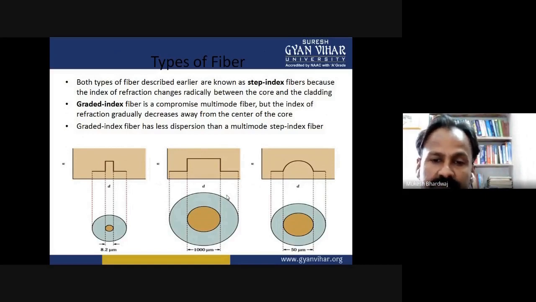These are some pictorial representations of graded index, multimode and step index fibers, in which their core diameter is varying, and I have discussed the advantages of each type of fiber.